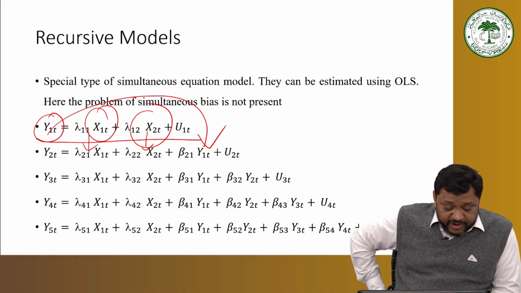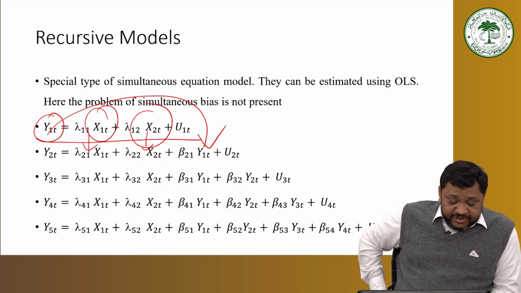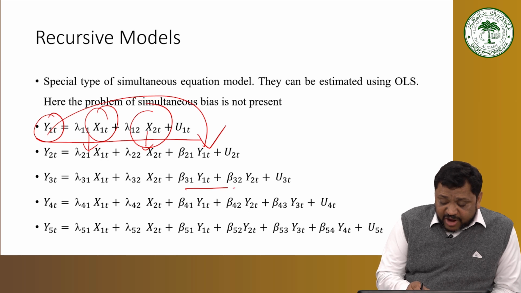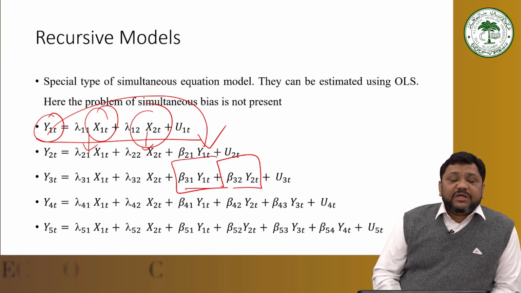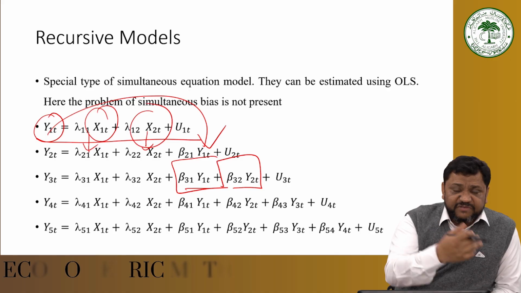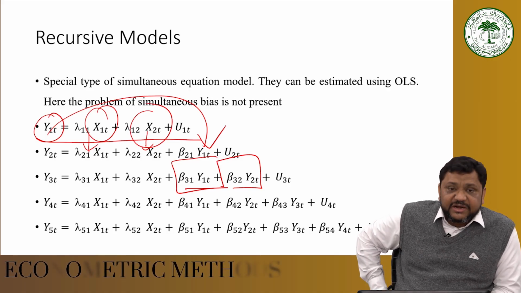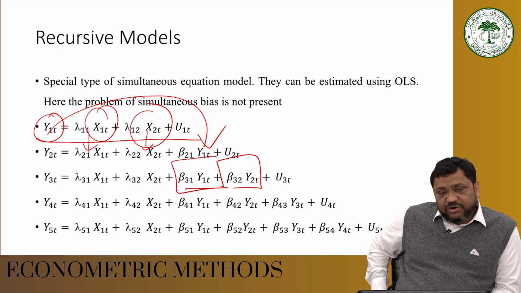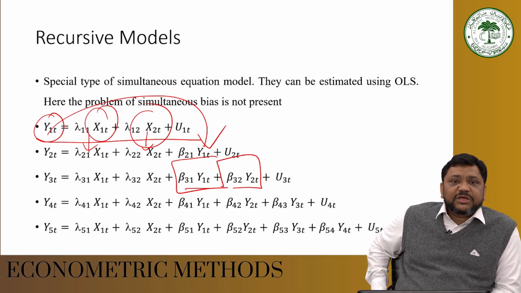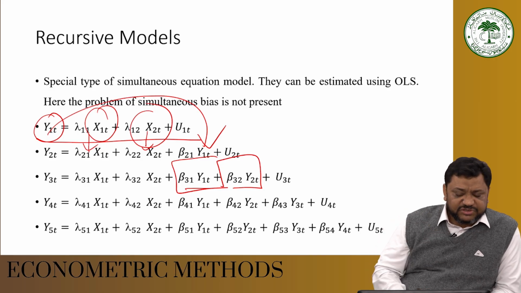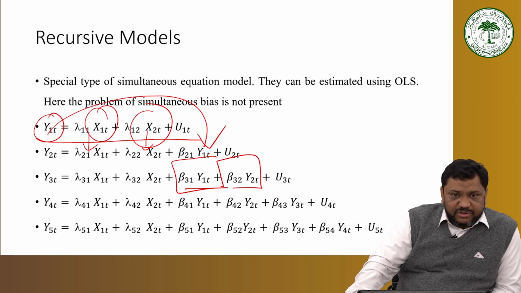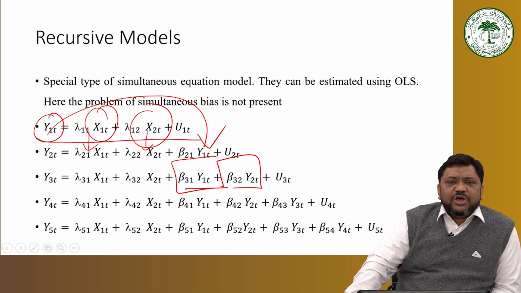Similarly when we move to y3t, we see that we have y1t and y2t which were endogenous from the previous equations. They are incorporated as explanatory variables along with our old x1t and x2t which are continuing since our first equation. So if this particular type of scheme of things is there, then we call it recursive models, and here we can use OLS directly.